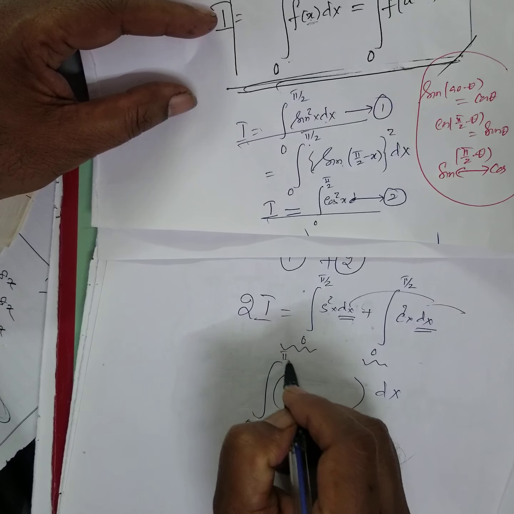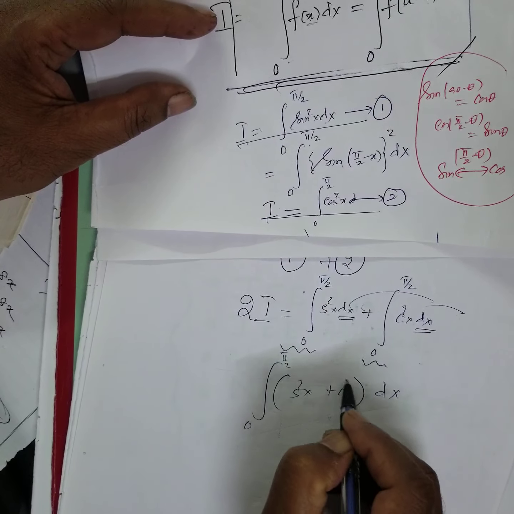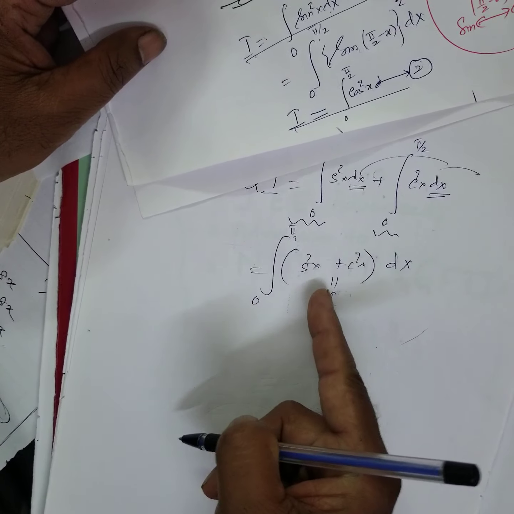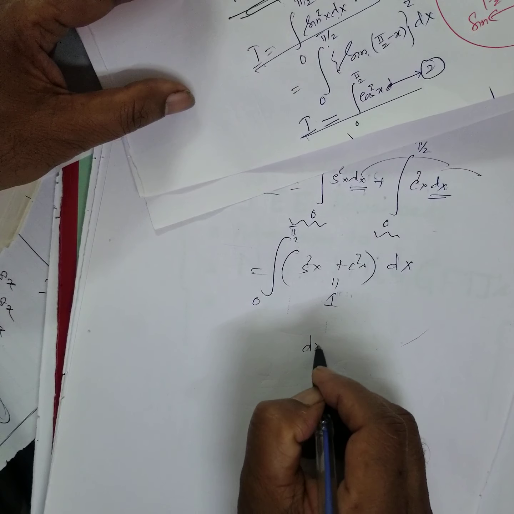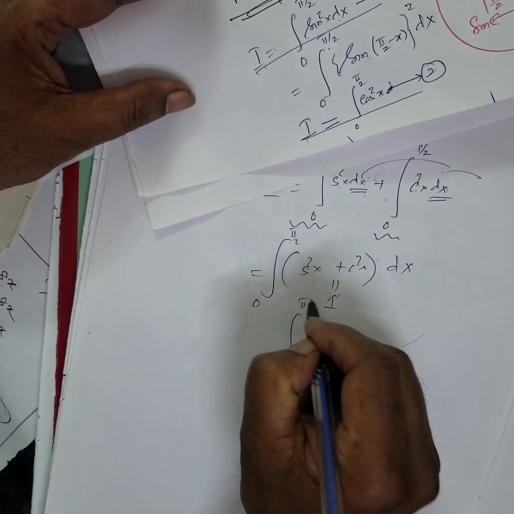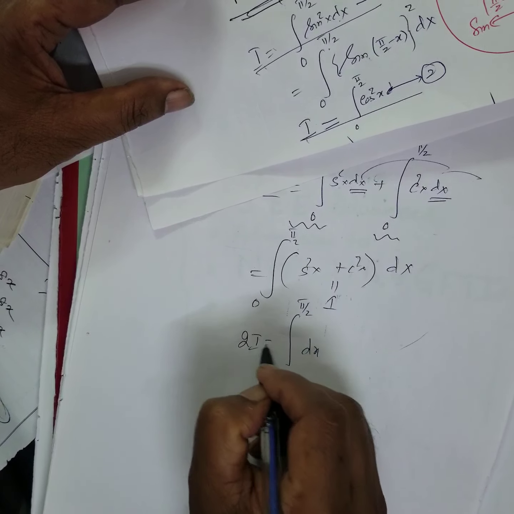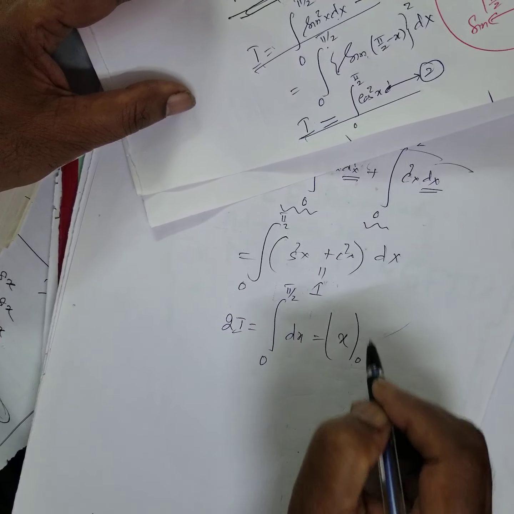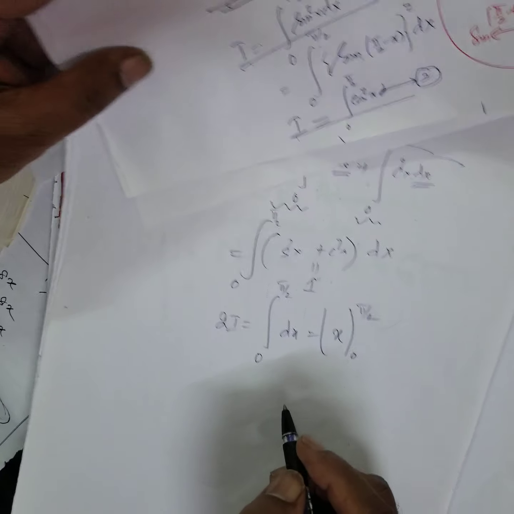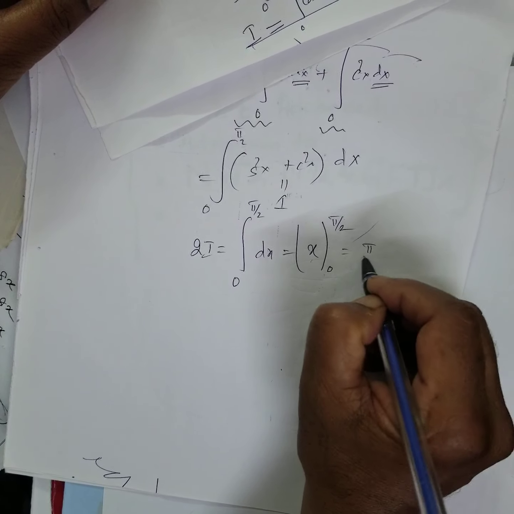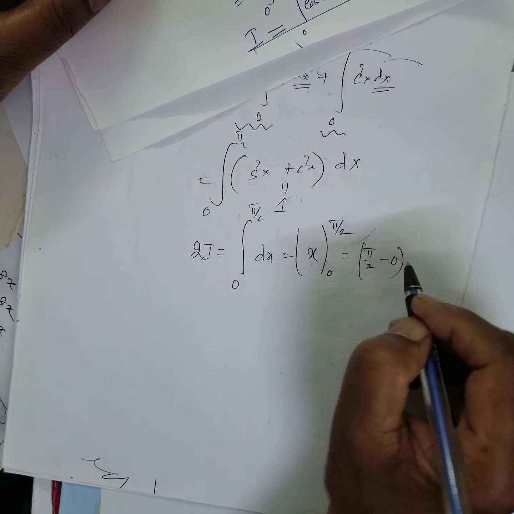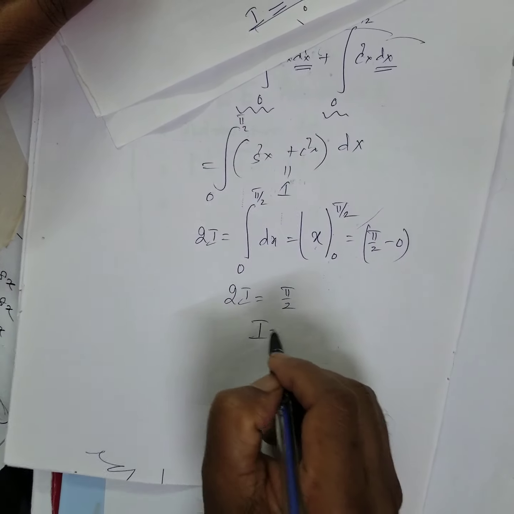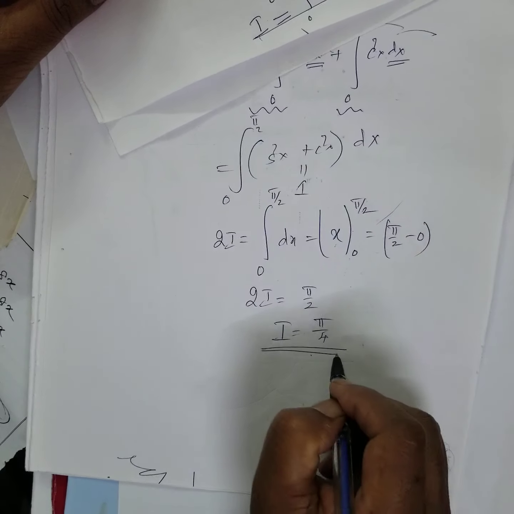The limits are 0 to pi by 2. Here we have sin square x plus cos square x, but what is sin square x plus cos square x? It is equal to 1, no? 1 into dx. So the integral from 0 to pi by 2 is equal to 2I, correct? The integral of dx is x, from 0 to pi by 2. Apply the upper limit pi by 2 minus lower limit 0. Therefore 2I is equal to pi by 2. Therefore I should be pi by 4.